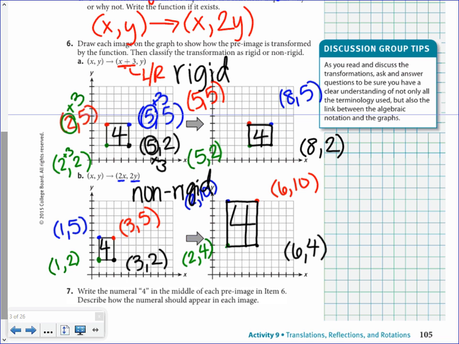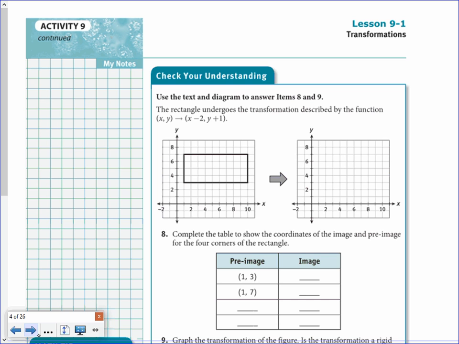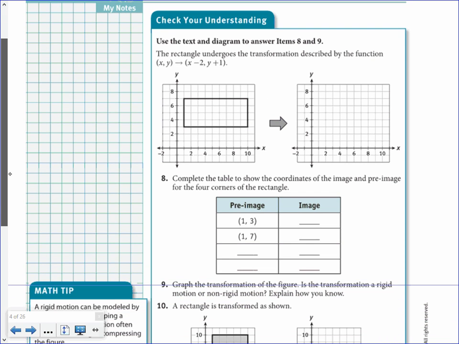So now we're going to look at number 8. So flip it over to the next page. These are ones, it says check your understanding. So you want to try these and then unpause the video and I'm going to go over them.